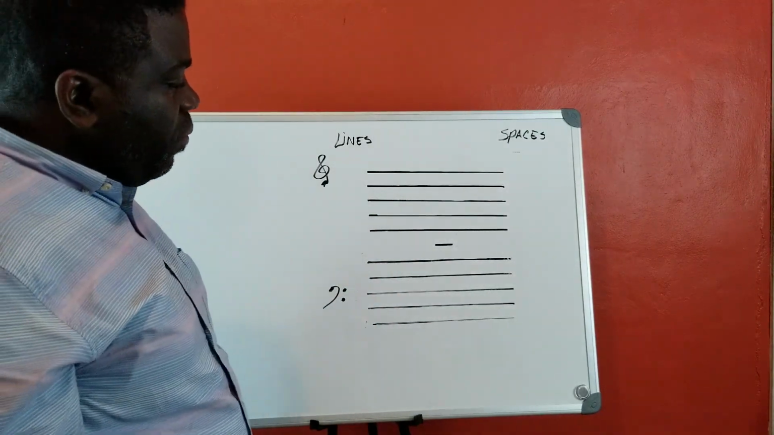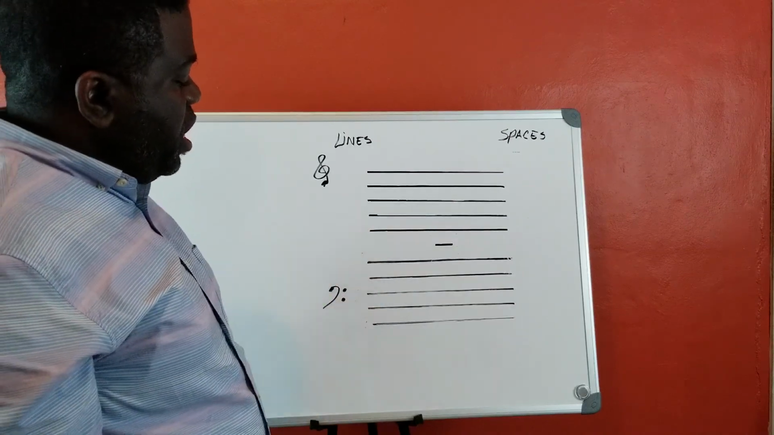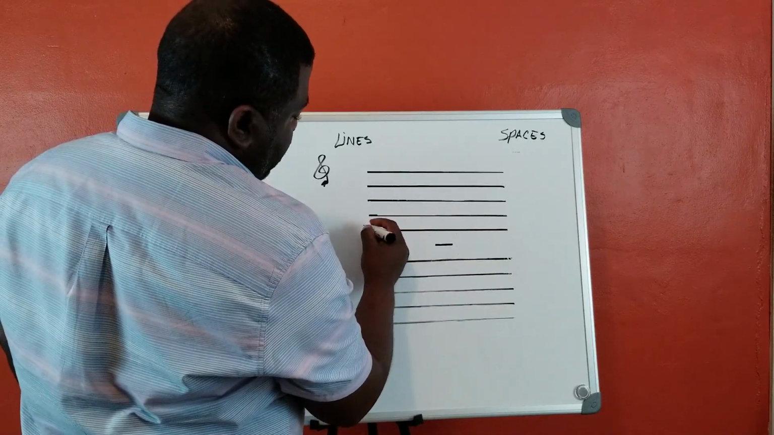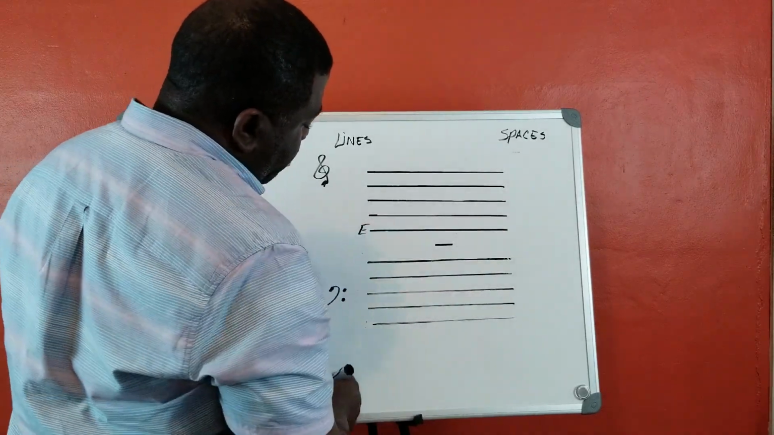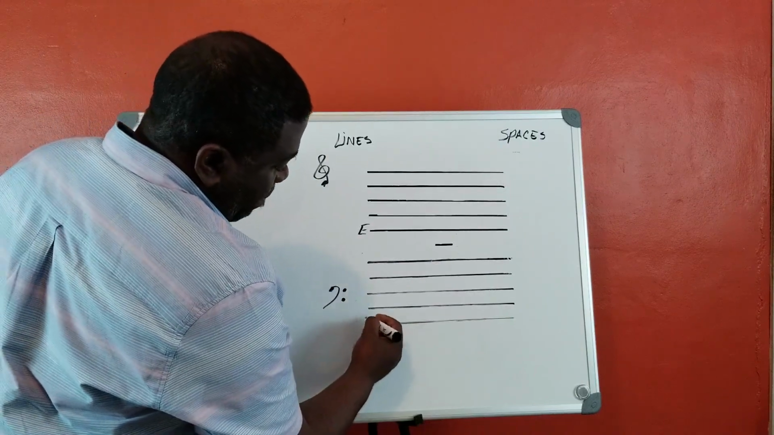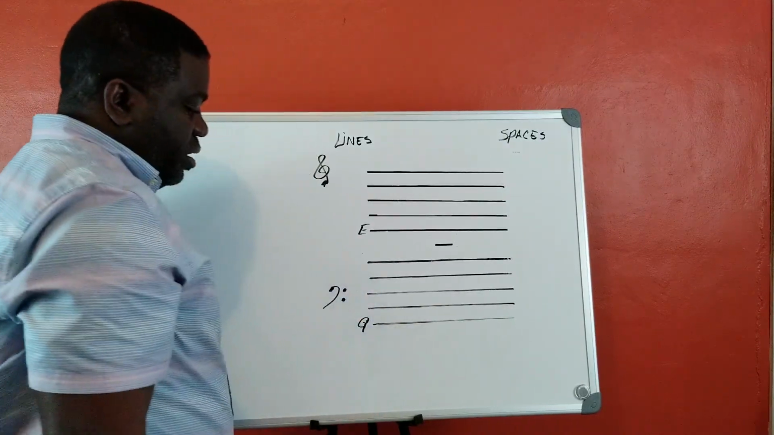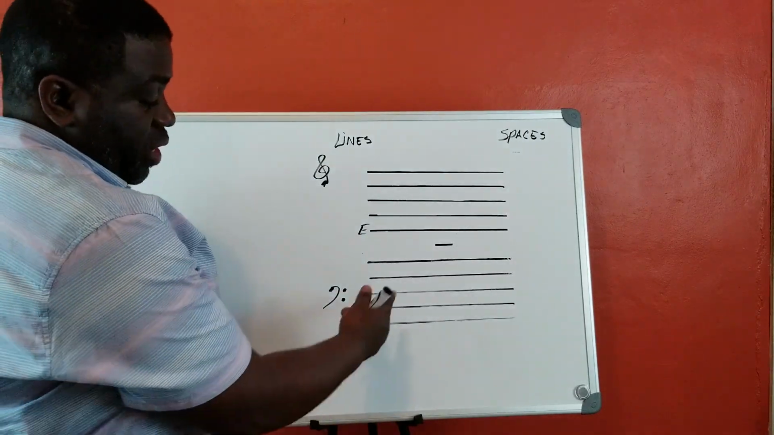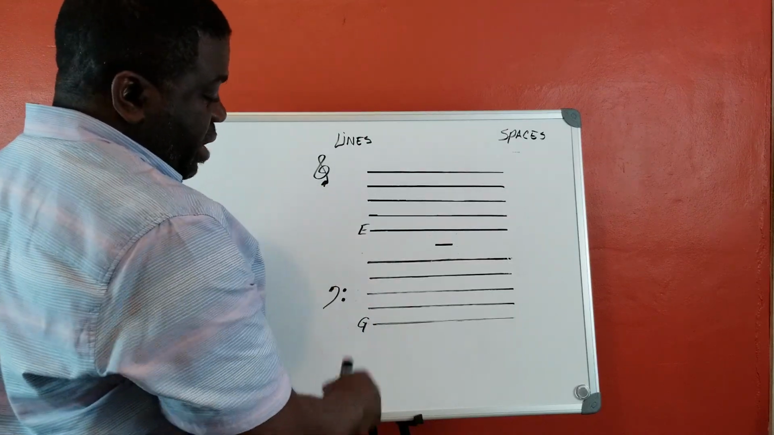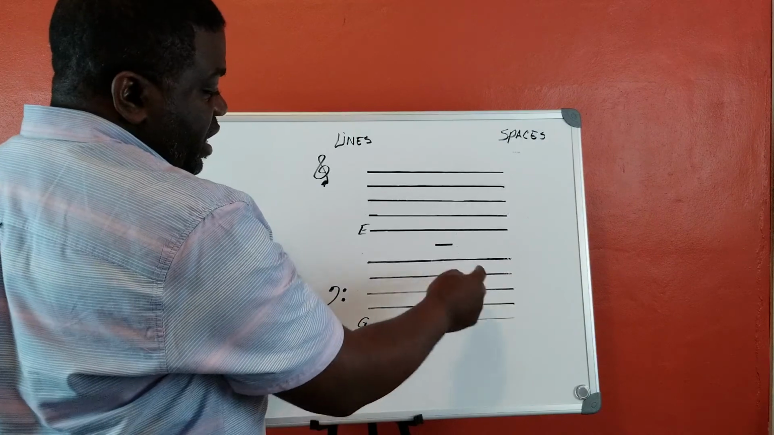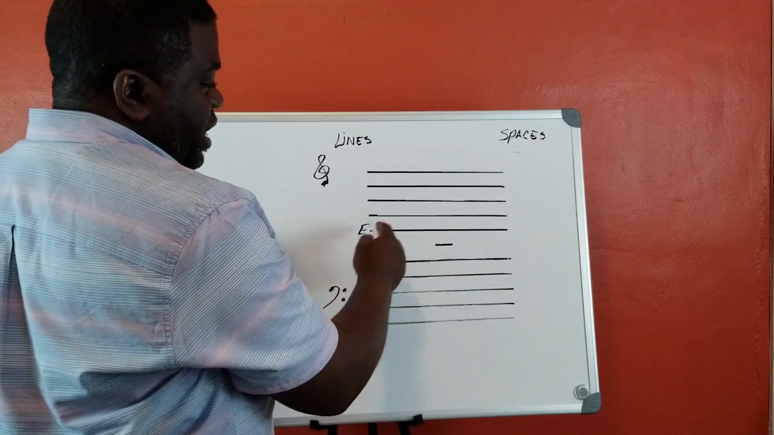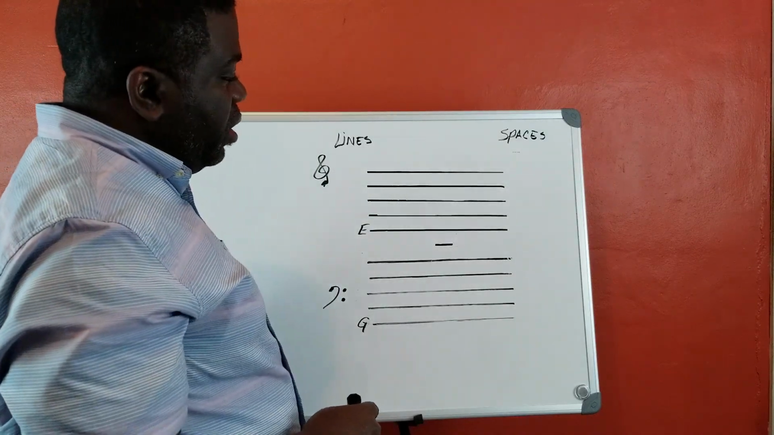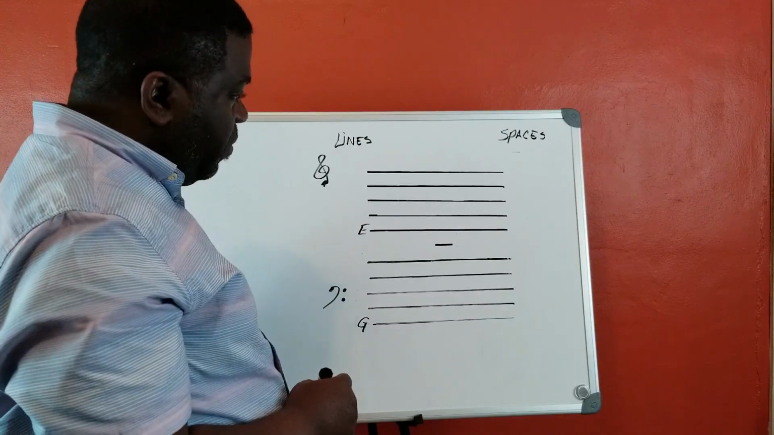So all you have to do is just remember the bottom line for treble clef is an E, and then the bottom line for bass clef is a G. And so all you have to do now is just follow the alphabet. G, A, B, C, D, E, F, G, A, B, C, D, E, F, G, A, B, C, D, E, and so on and so forth. So, I hope that this video is able to help you guys out.